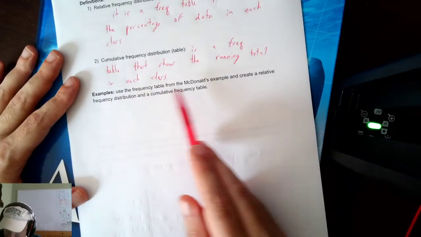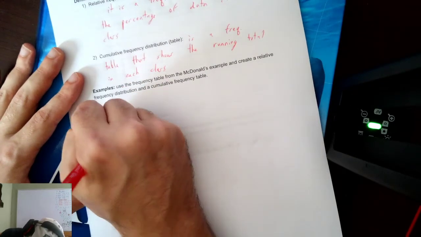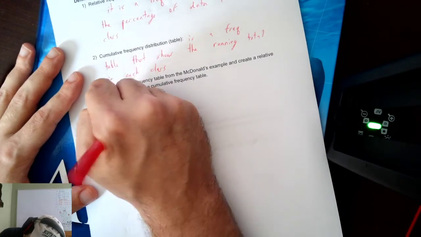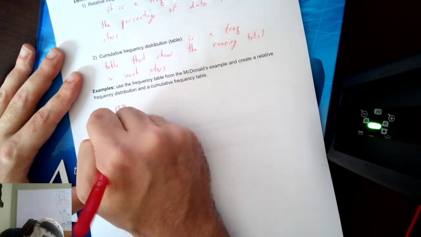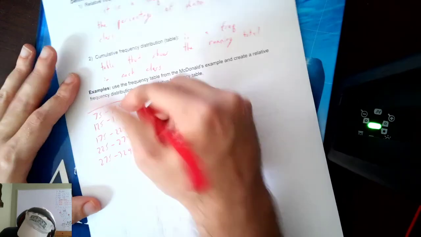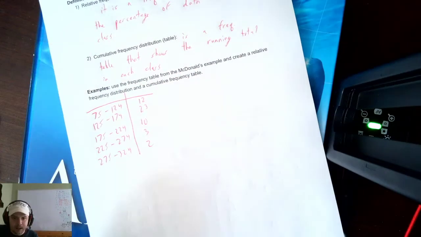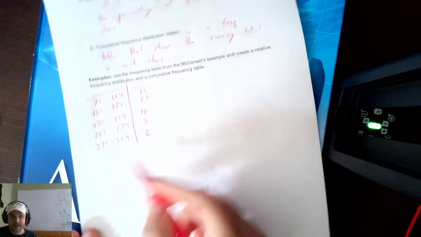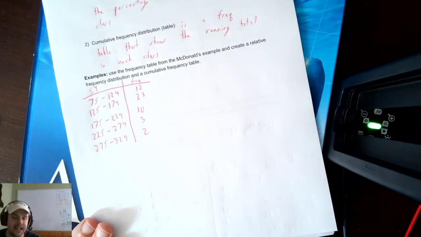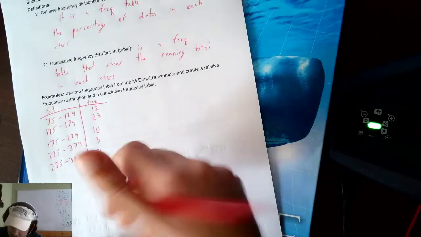Now, it says use the table from the other example. Let's copy down what it was. So, we'll copy down our example. So here's what we had earlier. It was 12, 23, 10, 3, and 2. We already had this. We already did this, right? This is already done, and this was service time, and this was frequency. So we already calculated this table. So we're going to use it from the other example. We're going to make a relative distribution instead. So let's do that first.